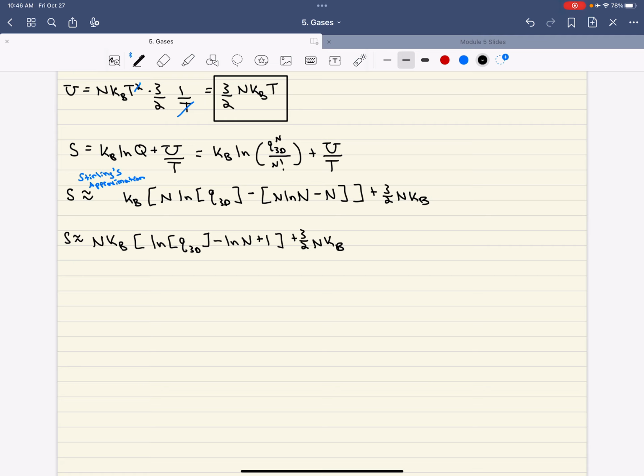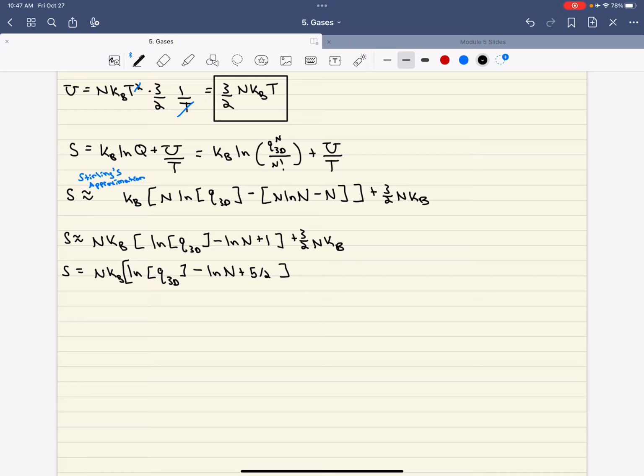I could write this equation in a more compact form. Here, we could also factor out n kB, and essentially what I'll be doing is adding the 3/2 to this term here. So we now have S is equal to n kB ln of our three-dimensional partition function over n, plus 5/2.